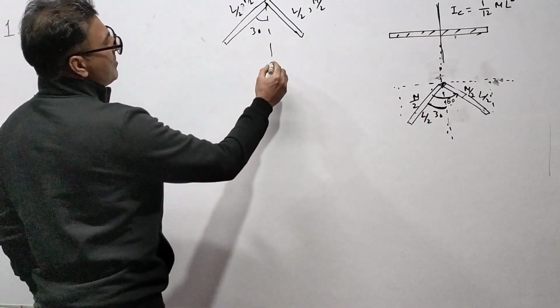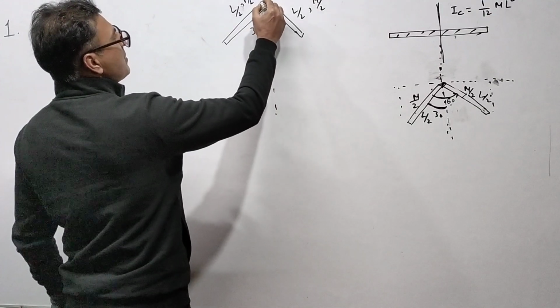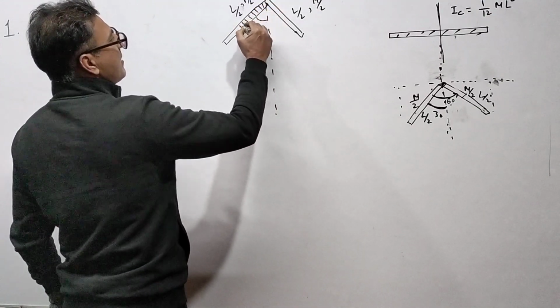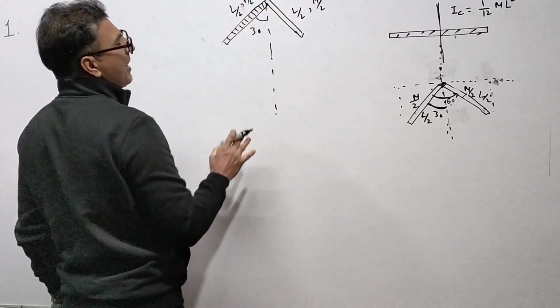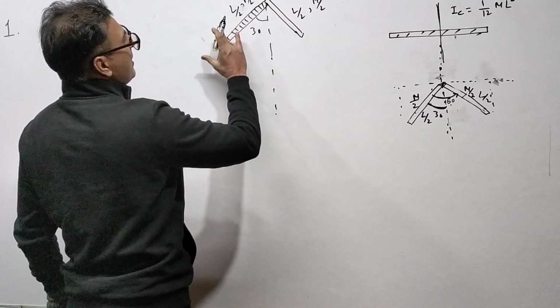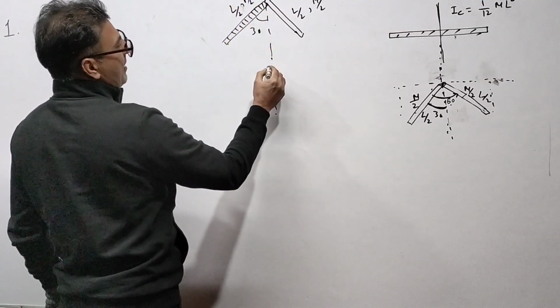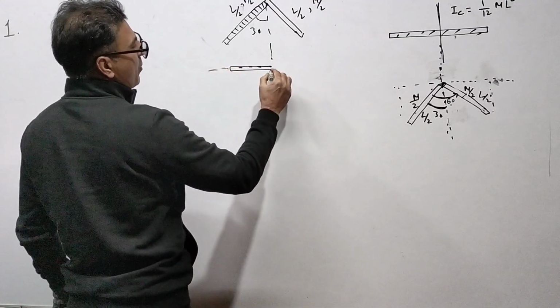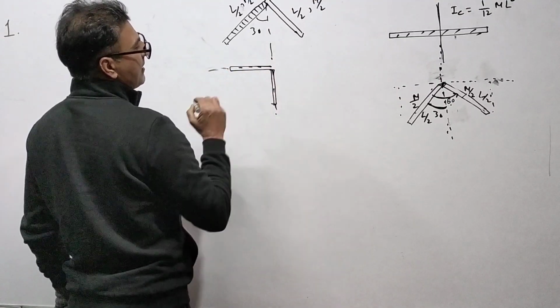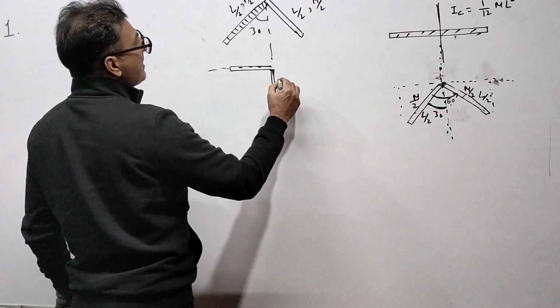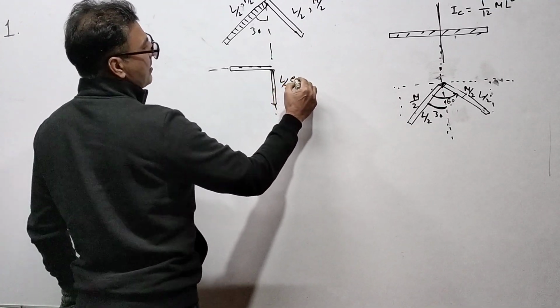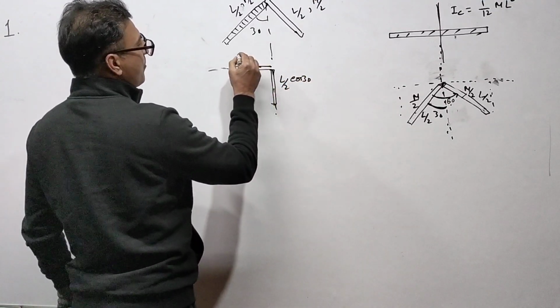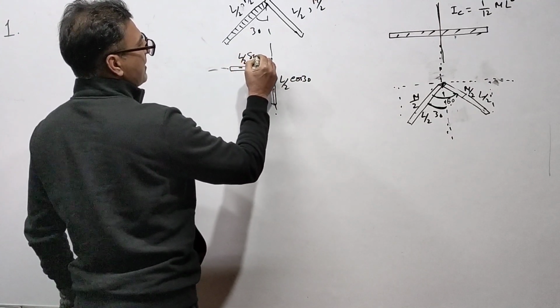What I will do? You see what I am going to do? I will put this rod piece into two components, hypothetically, into two components. One component is in this direction and one component is in this direction. जो ये component है, it is L by 2 cos 30. जो ये component is L by 2 sin 30.